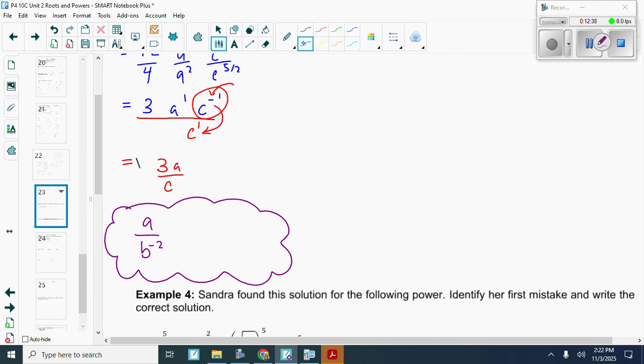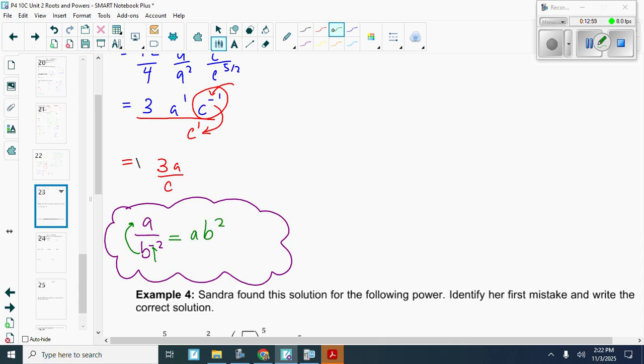What's the reciprocal of that? Where does it move to? Kennedy, what were you saying? Yeah, you just flip it again. So, guys, if you have a negative on the bottom, that just means that the b is going to come up to the top. That's all. So this would become ab squared.